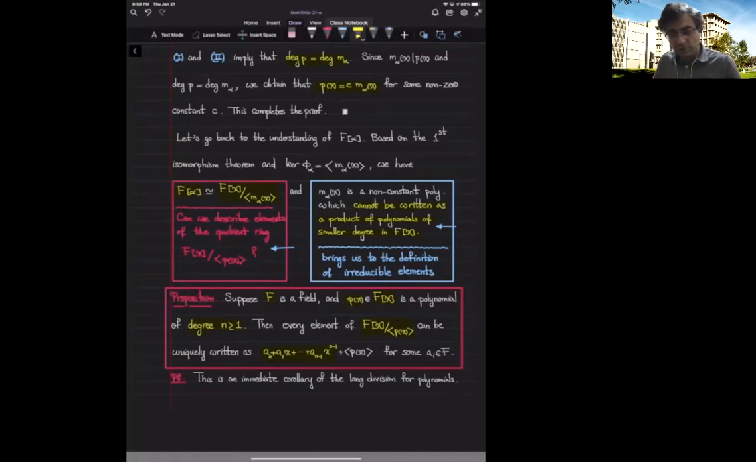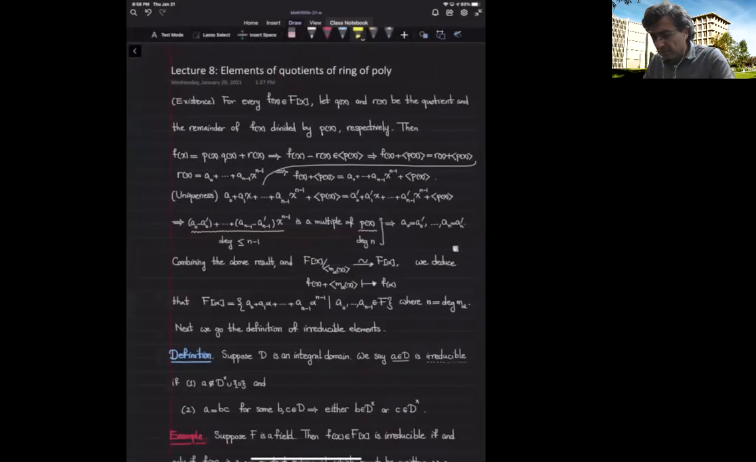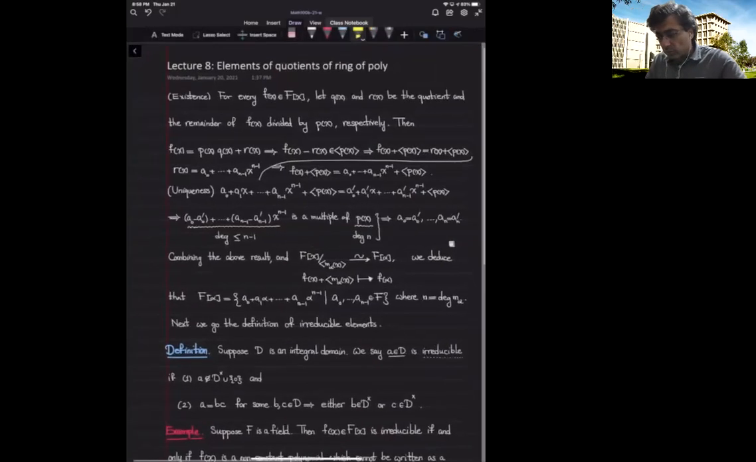So this is what we want to show. Let me finish the proof of this proposition, and then we'll continue the rest in the next lecture. This is an immediate corollary of long division. For a given polynomial f, we can divide f by the polynomial p, and we get a quotient q and a remainder r. That means f is p times q plus r, and r has degree strictly less than the degree of p, which means it is of the form a sub 0 plus a sub 1 x plus dot dot dot plus a sub n minus 1 x to the power n minus 1.